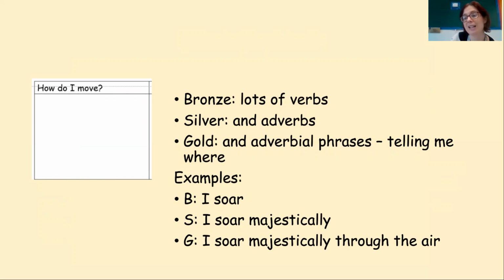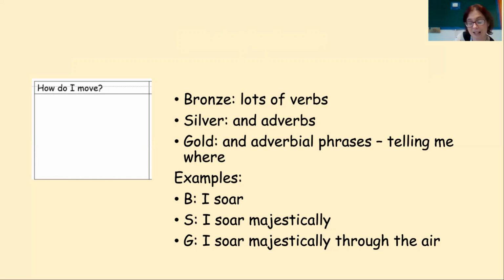So for some of my boxes, I've got a bronze, silver, gold. For others, I've got a basic and a challenge. So, you know, don't worry too much about that, but it'd be great to see lots of brilliant vocabulary from you. So for the how do I move? So how do I move as a bird? Bronze, I want lots of verbs. I want things like soar, fly. More exciting ones than that, feel free to use a thesaurus to help you. Silver, I'd like you to add adverbs to that. Gold, adverbial phrases. So I want you to tell me where the bird is as this is happening.